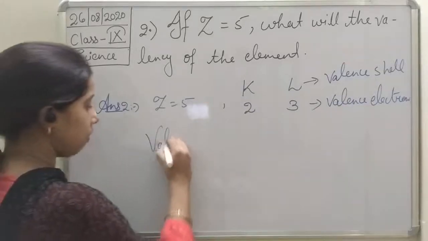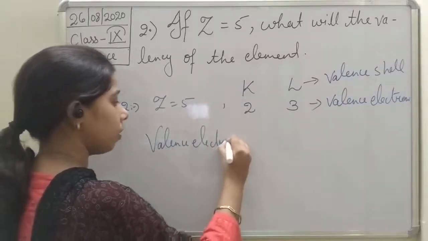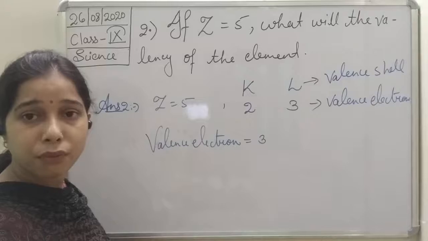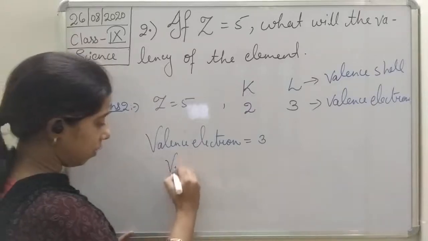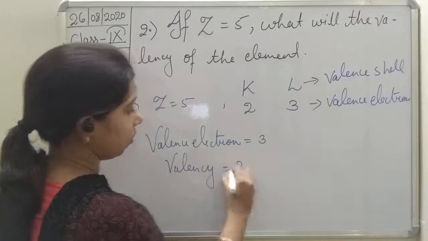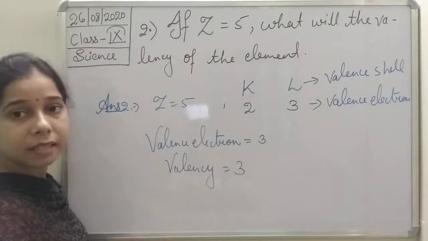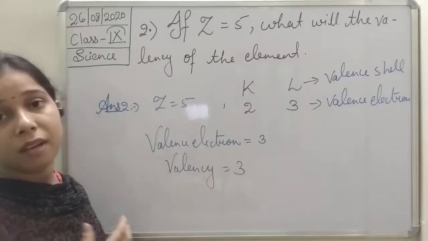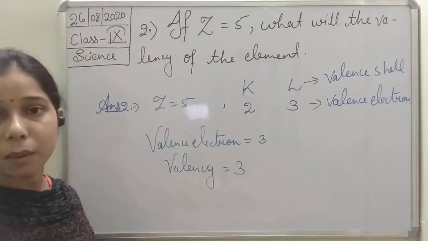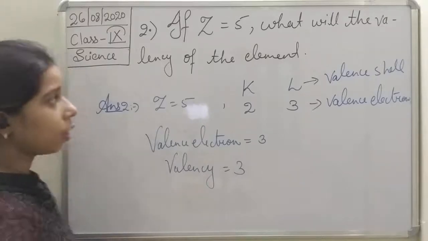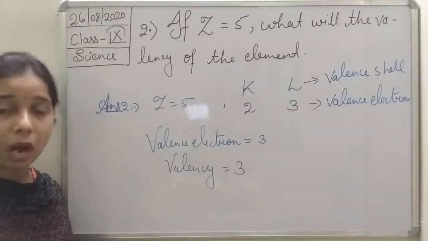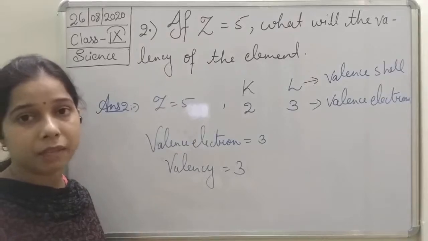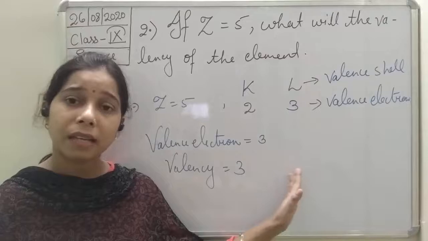Now you see here, the valence electron is given as 3. So since it is less than 4, that will be equal to the valency. So valency will also be equal to 3. Okay, so if it is less than 4, then valency will be equal to the number of valence electrons. If it is more than 4, then valency will be equal to 8 minus the number of valence electrons. Okay, so I hope you have understood the term valence electron, how we can find the valence electron, and how with the help of the valence electron we will find the valency.